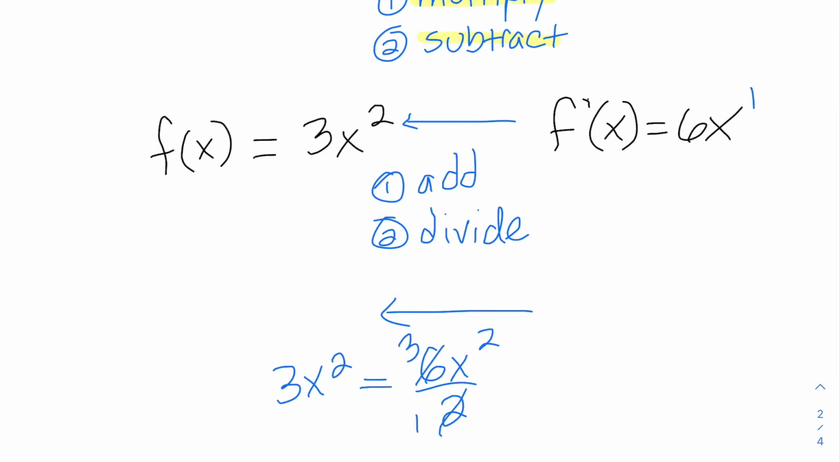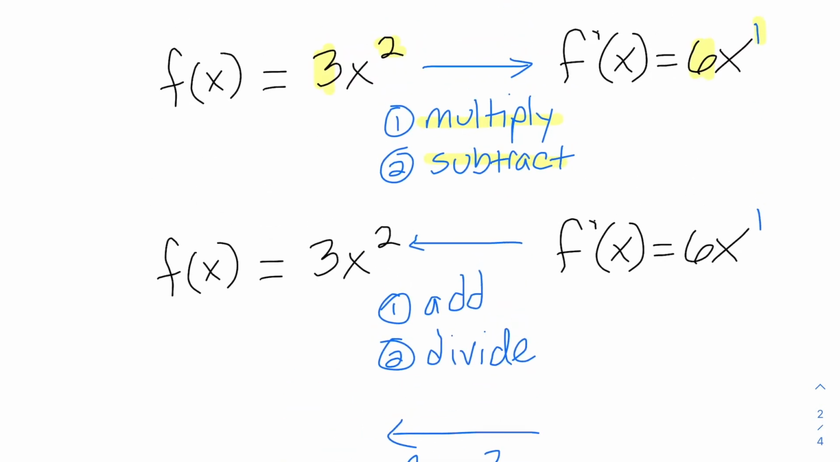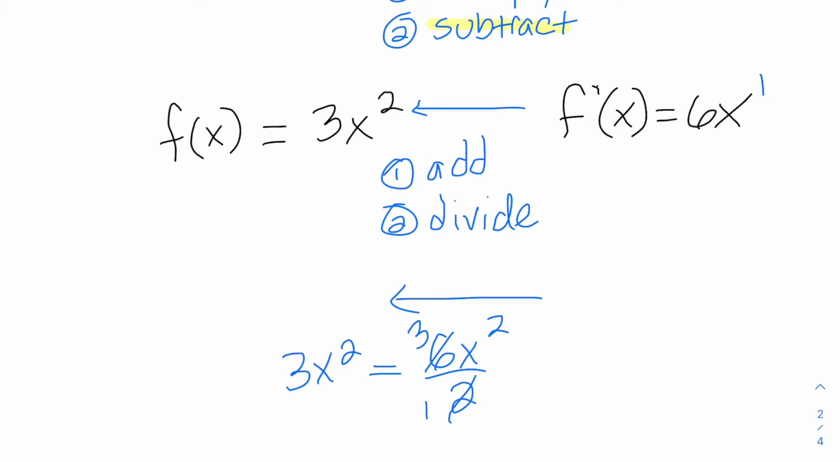So just like we see in power rule for finding derivatives, you multiply first, then subtract. When you're finding the antiderivative, you're going to flip that around. You're going to add first to the exponent and then divide by that new exponent. And so that allows us to interchange between our original function and our derivative function, or go in the reverse direction and take a derivative function and find the corresponding antiderivative or integral.